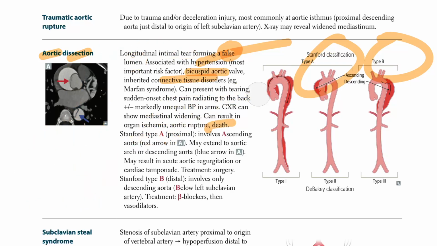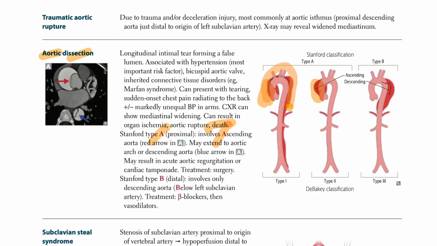There are two types. Type A is for the ascending aorta. It has to start from the ascending part, and it can go anywhere, but the ascending aorta is the major thing. So it's going to go all the way towards the descending aorta, even the thoracic aorta. But on top of that, it's going to go into the heart, causing cardiac tamponade and aortic root dilatation. And surgery is the treatment for type A.